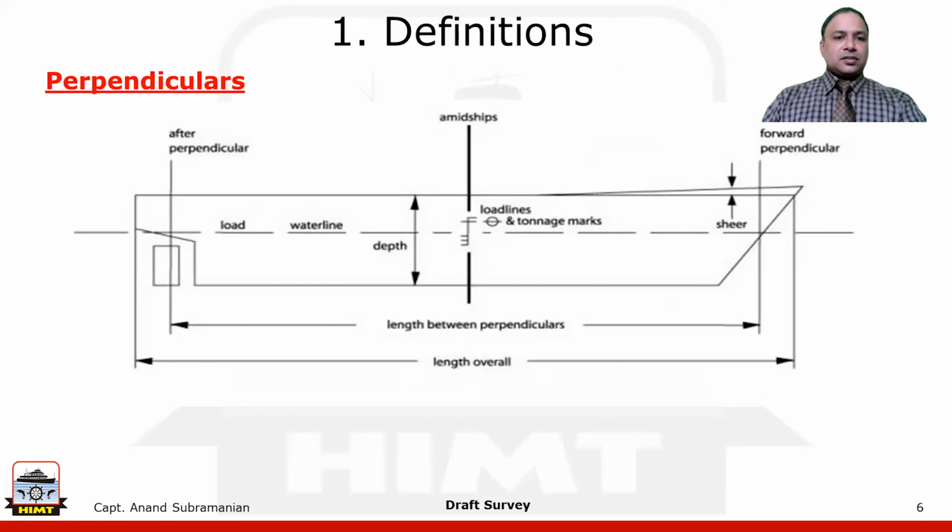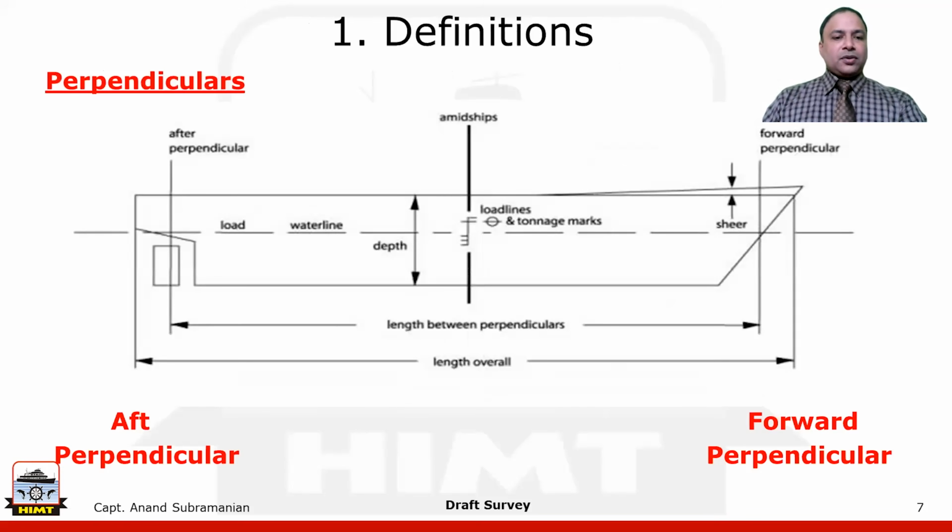Let's look at the definition. Perpendiculars. We normally use two perpendiculars. One is the aft perpendicular and one is the forward perpendicular. The aft perpendicular is a vertical line which is perpendicular to the keel of the ship, passing through the rudder stock. This is always a fixed entity in all the ships.